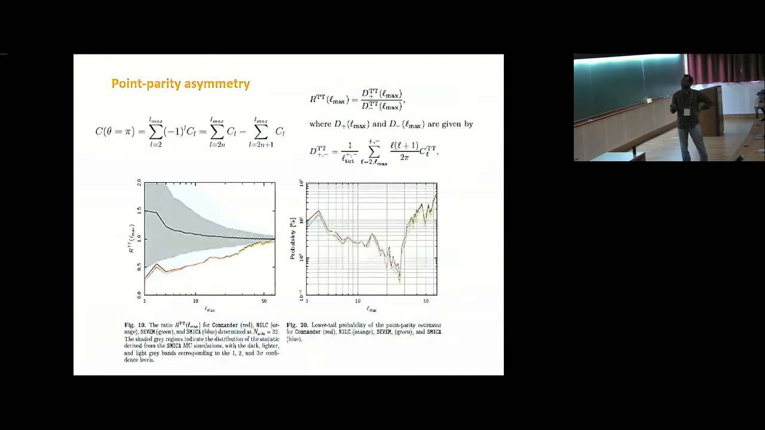And then there is also this point parity asymmetry, in the sense that if you look at the correlations in the 2-point correlation function of opposite directions, the antipodal correlations, then it can be given simply by the difference of the power in even multipoles and the odd multipoles.